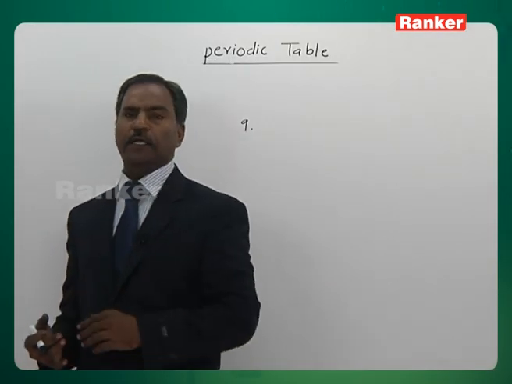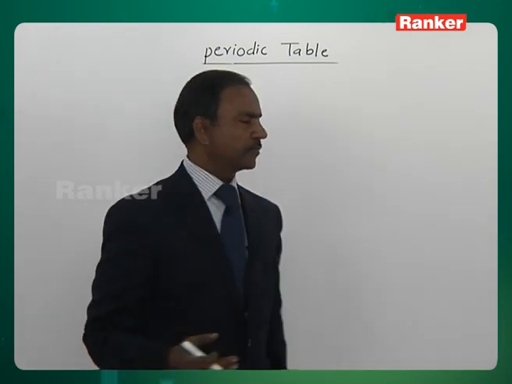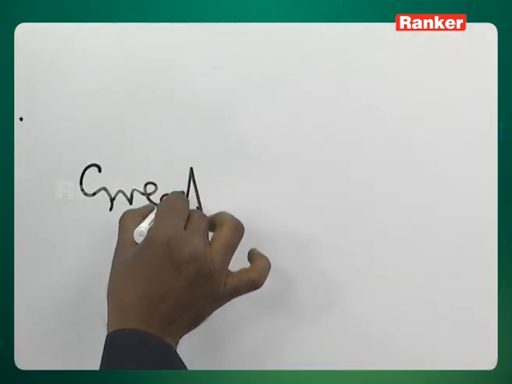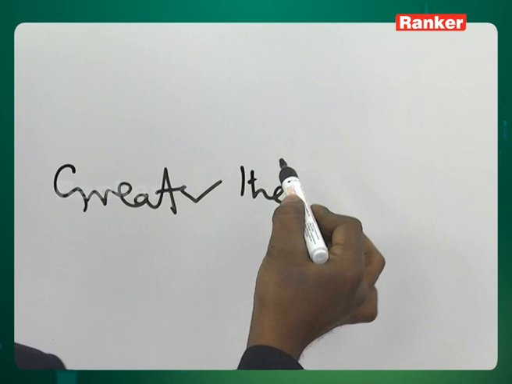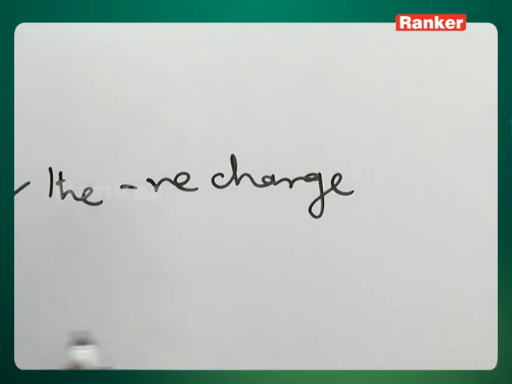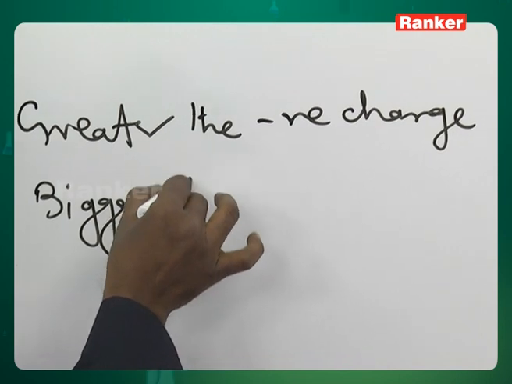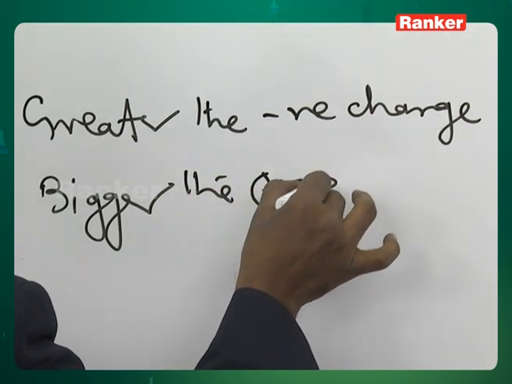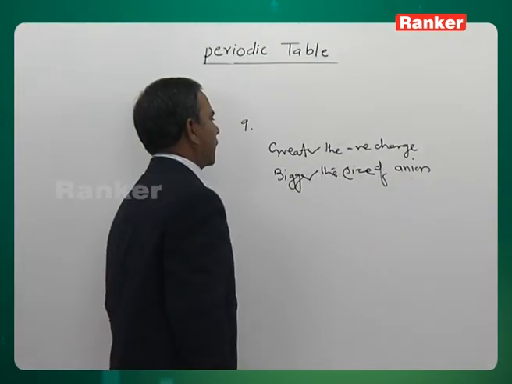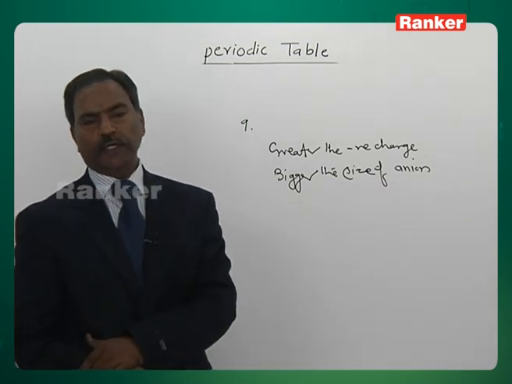Whenever these particular ions are given, check it. Greater the negative charge over the anion, bigger the size. I will put a statement here: greater the negative charge, bigger the size of anion. According to this particular concept, let us see.